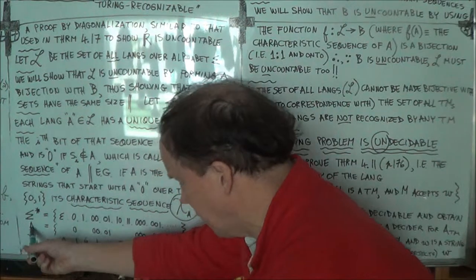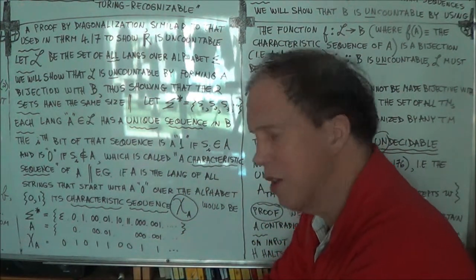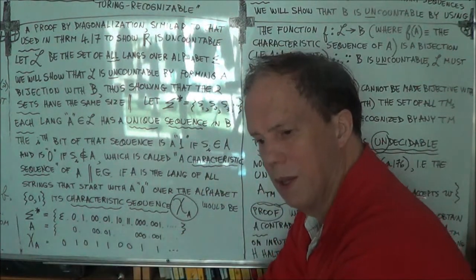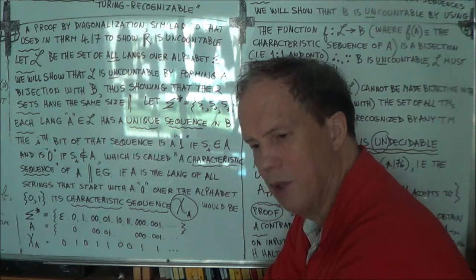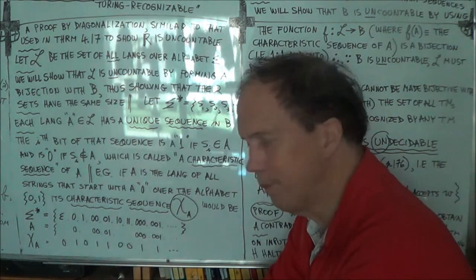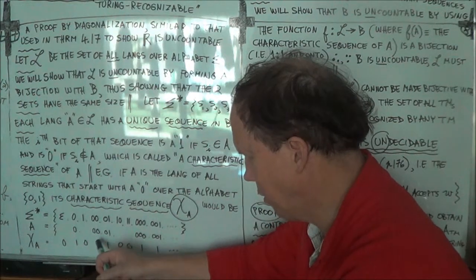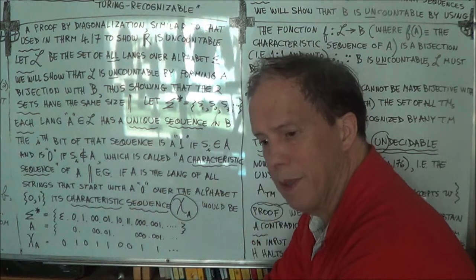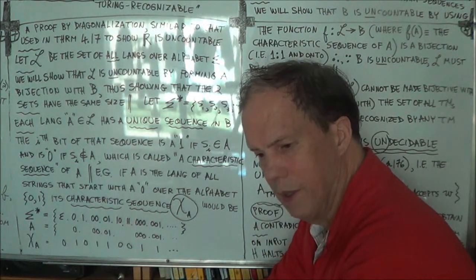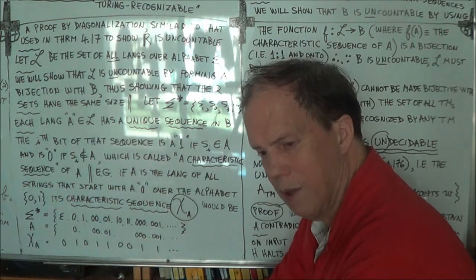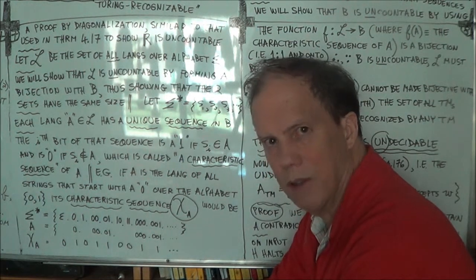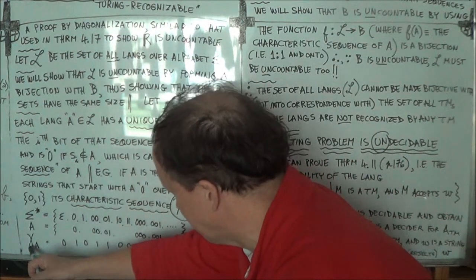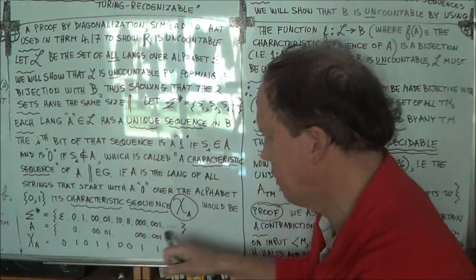And here is a language. Remember, a language is a set of strings. In this case, the language is binary strings where the first digit is a 0. So 0, 00, 01, 000, 001, and so on. So A is the language of binary strings where the first digit in the string is a 0.